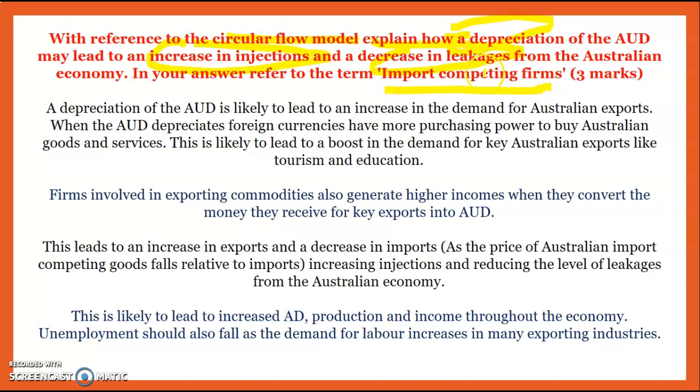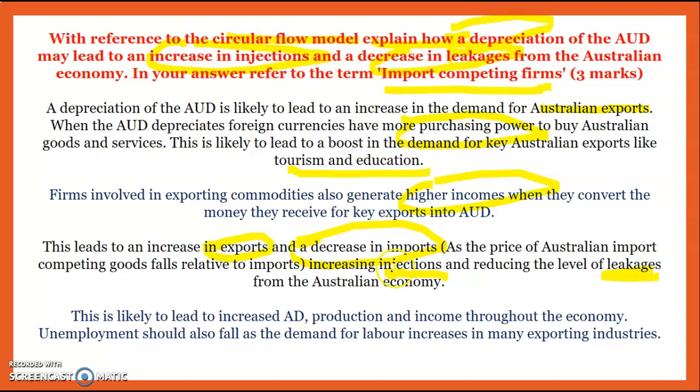So depreciation of the dollar is likely to lead to an increase in the demand for Australian exports. This will mean that foreign currencies have more purchasing power to buy Australian goods and services, which is likely to boost demand for exports like tourism and education. Firms involved in exporting commodities also generate more income when the dollar's low. This leads to an increase in exports and a decrease in imports because the price of imports will be more expensive, which will help to increase injections and reduce leakages from the Australian economy. So see how we've made reference there to leakages and injections in the circular flow.